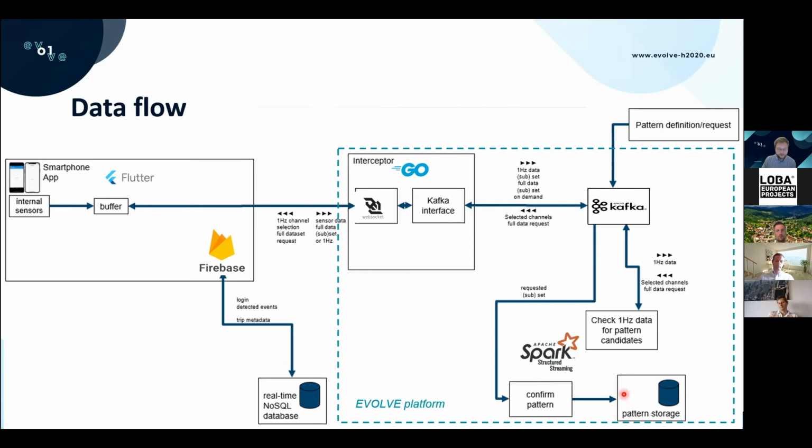It's a Postgres database with Timescale, so that then the data scientist can access all the patterns that were collected. Additionally, the app uses Firebase to store logins, detected events, and metadata for the trips. So some kind of the things around you need to have a working app are stored in this, but this is not part of the Evolve platform, like all the stuff on the right side here.